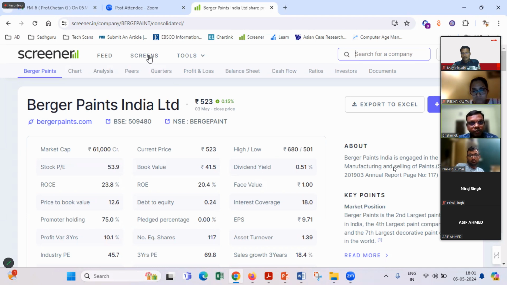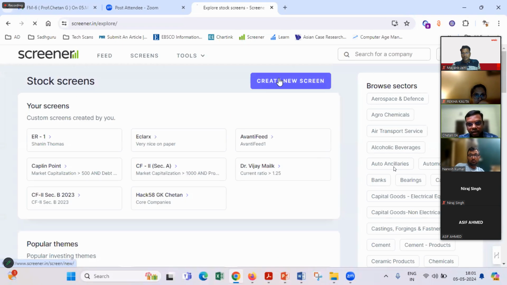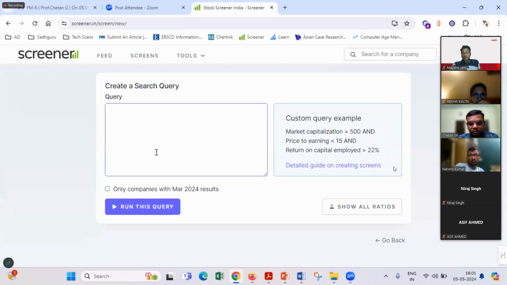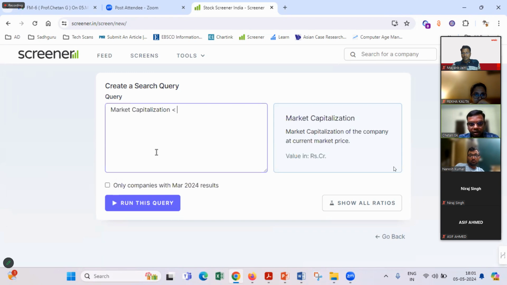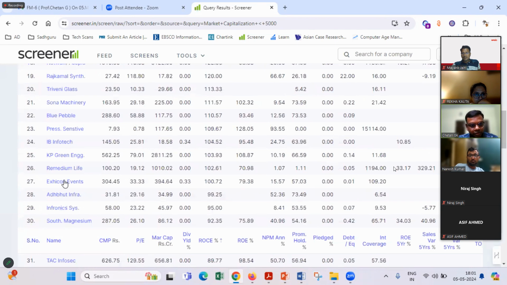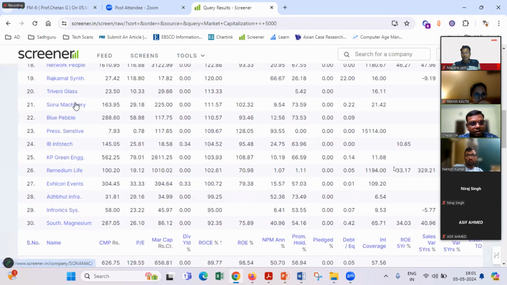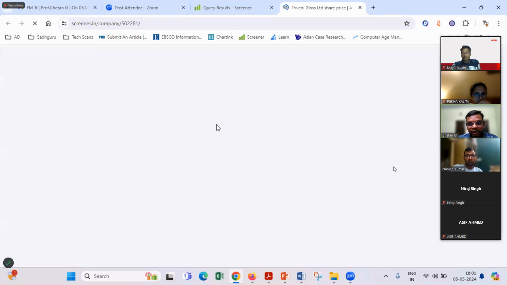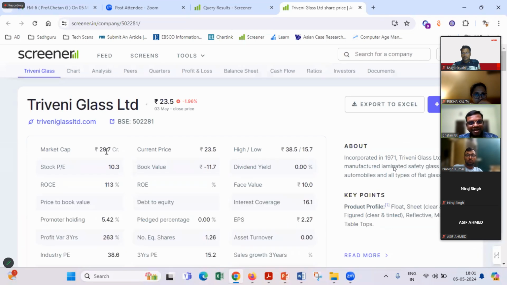How will I do it now? I'll go to screens now, create new screen. Market capitalization below 5,000, I put it. I run this query. So you can see I have got many companies. I just click on one company, Triveni Glass. You can see the market capitalization is 29.7 crores only. If you have got 29 crores, you can very well buy the whole company, 100% of the company stake. Is it not?